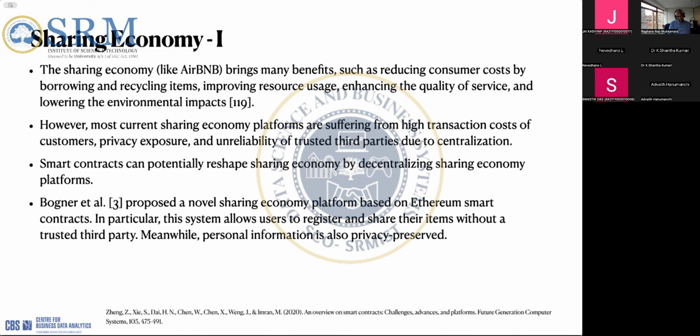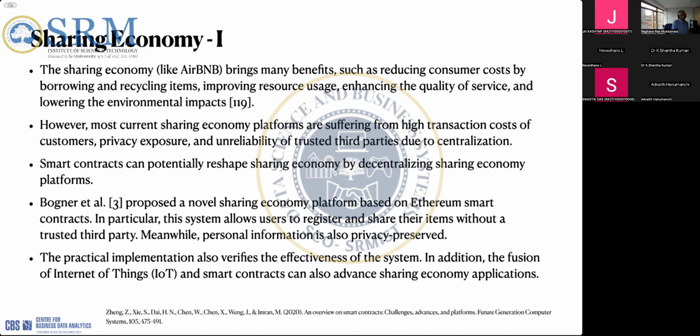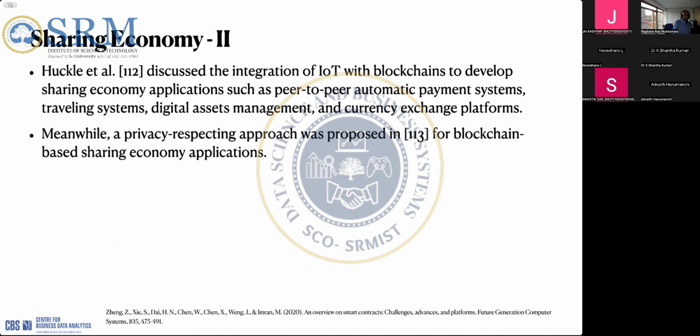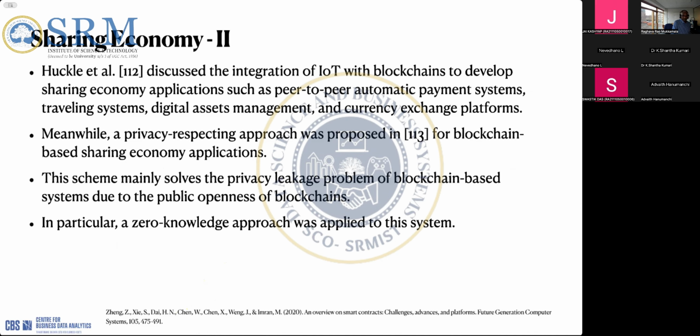And again, sharing economy. For example, Airbnb is one of the popular sharing economy platforms, and they involve different kinds of stakeholders. On one hand, you have people who are providing houses, and on the other hand, you have people who are renting the houses and things like that, right? And you can easily build a smart contract platform for sharing economy, which can give you the reputation and the auditability, and all these kinds of things can be easily available by using the smart contracts.